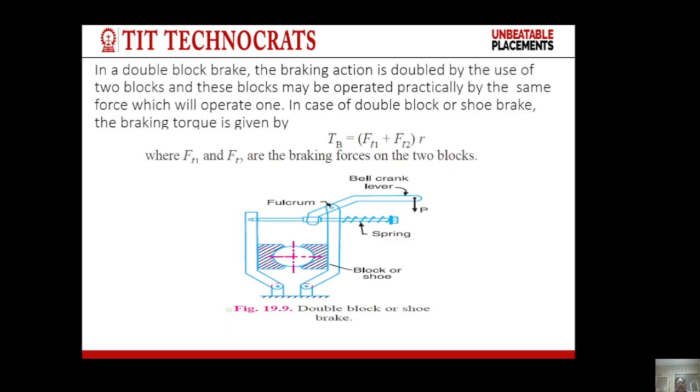In a double block brake, the braking action is doubled by the use of two blocks, and these blocks may be operated practically by the same force which we would use to operate one. In case of double block or shoe brake, the braking torque is T equal to Ft1 plus Ft2 into R, where Ft1 and Ft2 are the braking forces on the two blocks.